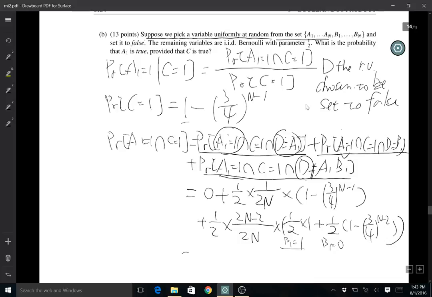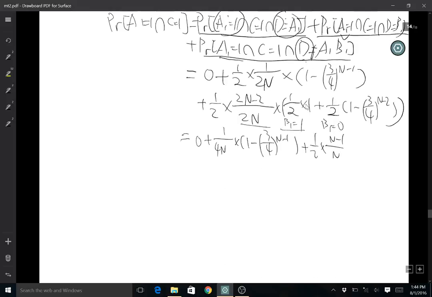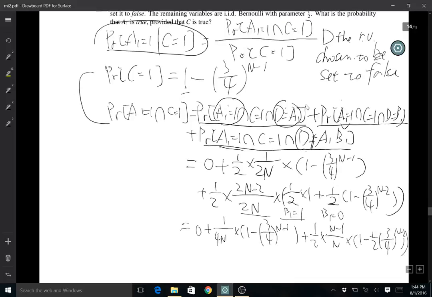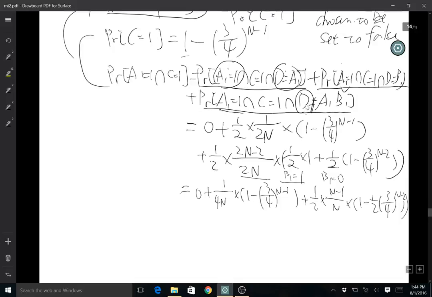So now we write this out. 0 plus 1 over 4n times 1 minus 3 over 4 to the power of n minus 1 plus a half times, simplify this, n minus 1 over n, okay, times, simplify it, becomes 1 minus a half times 3 over 4 to the power of n minus 2. Okay, now plug these two into the original Bayes' rule thing.